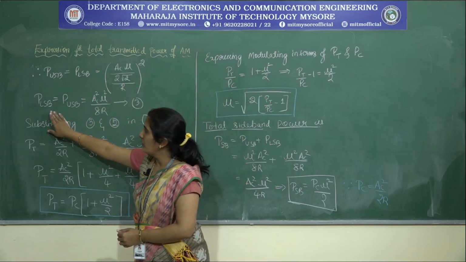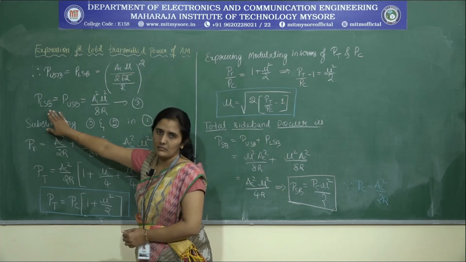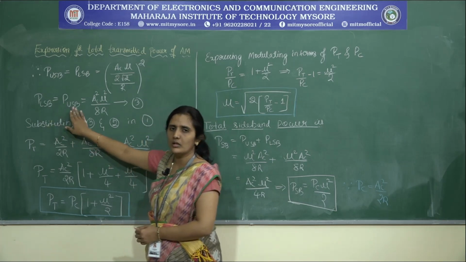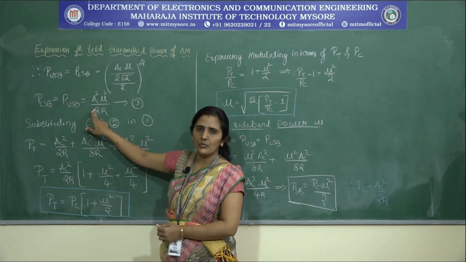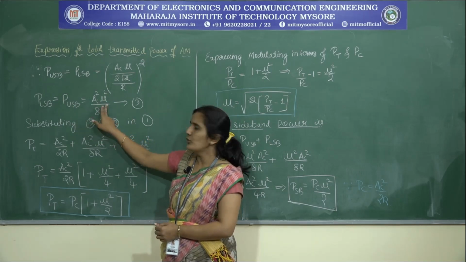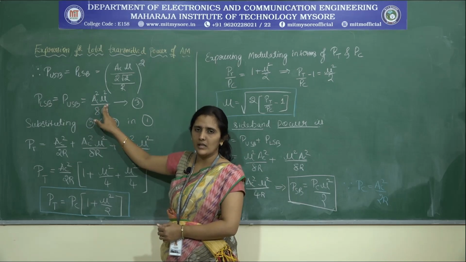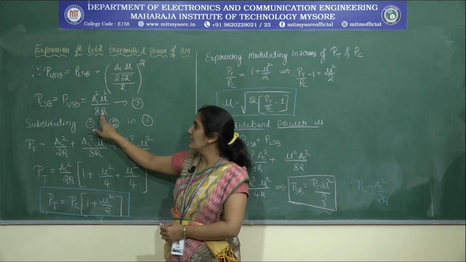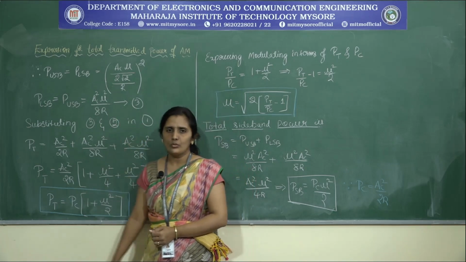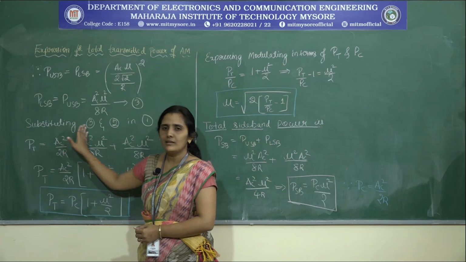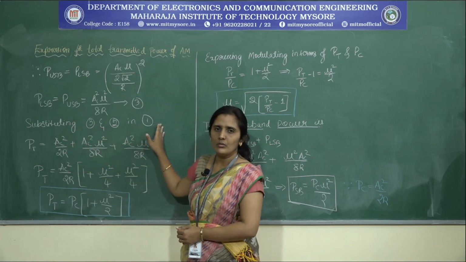So whereas that can be substituted like this, PL, the power of the lower sideband, is equal to the upper sideband. After solving this, we are going to get the equation Ac square into mu square divided by 8R. Let us consider this equation as 3. Now after getting equations 1, 2 and 3, substituting 3 and 2 in equation 1.